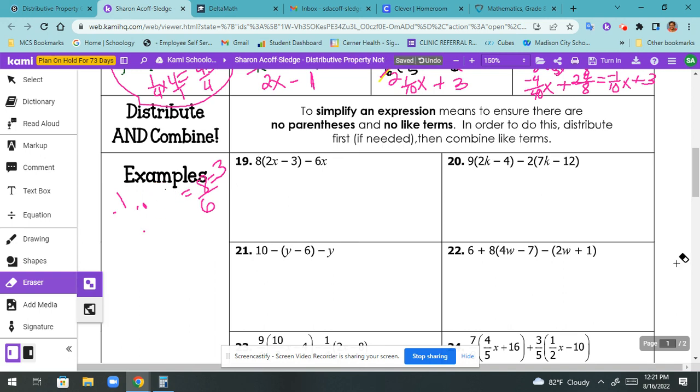Oh, I need to pull it up. So, and I'm recording this so you can go back and look at it later. Now let's look at how to distribute and then combine like terms. I'm trying to get you prepared to solve multi-step equations, because that is a very necessary skill for your next math class, which is geometry.